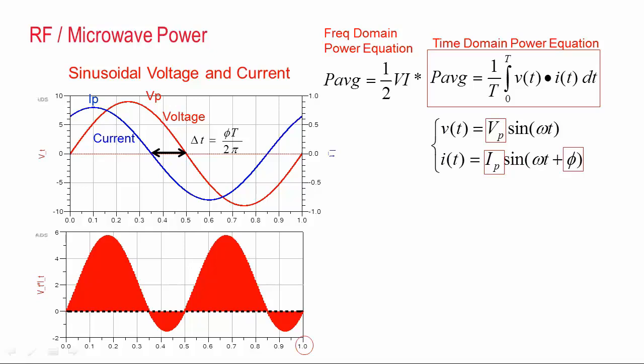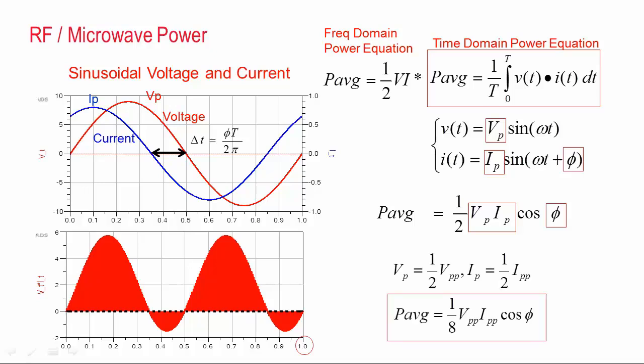Now, for the waveforms described by these equations, the integral works out to be simply a multiplication of 1/2 of the peak values times the cosine of the phase offset between the voltage and current. The peak values are, of course, half of the peak-to-peak values, so we can also express this equation in terms of peak-to-peak waveforms too, and knowing both expressions for power can be quite useful.